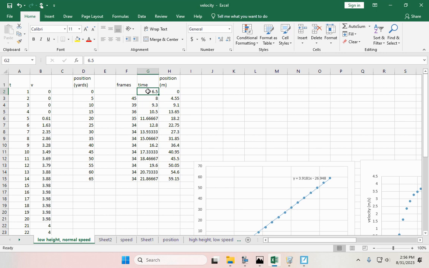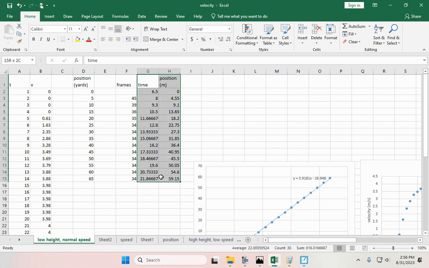Here, I calculate the time just like we did before, where I add the previous to F3 divided by 30. So I've converted the number of frames to an elapsed time. Here, I've converted the position from yards to meters. You need to find out the conversion factor in order to do that from yards to meters. And then I create a graph.